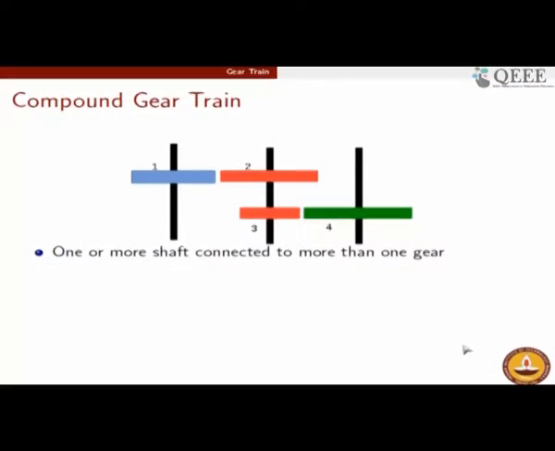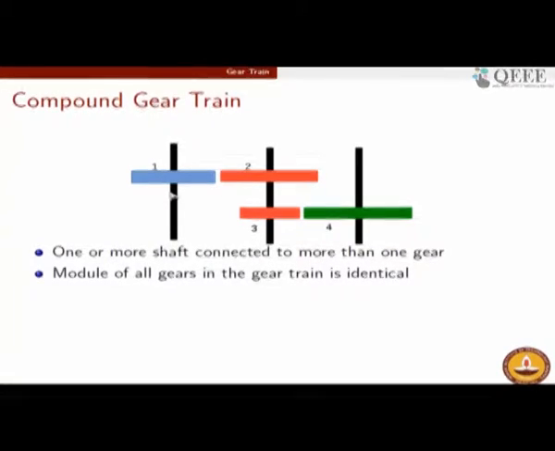So the reason why we refer to this gear train as a compound gear train is the following. Here, as you see in this diagram, at least one of the shafts will carry two or more gears. This is in stark contrast to the simple gear train, because in simple gear train all the shafts were carrying one gear. Here you see the intermediate shaft is carrying two gears. Now let us see how it works.